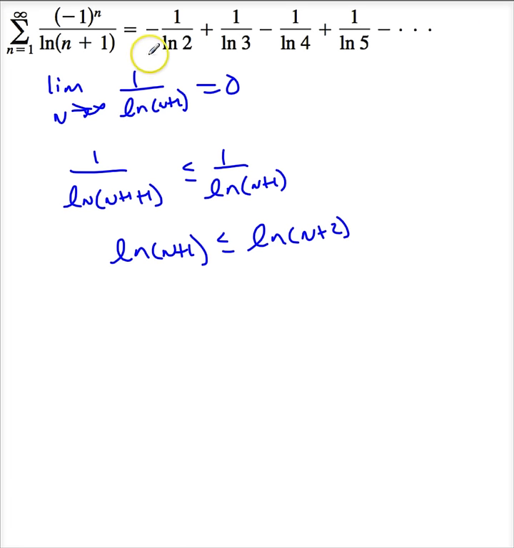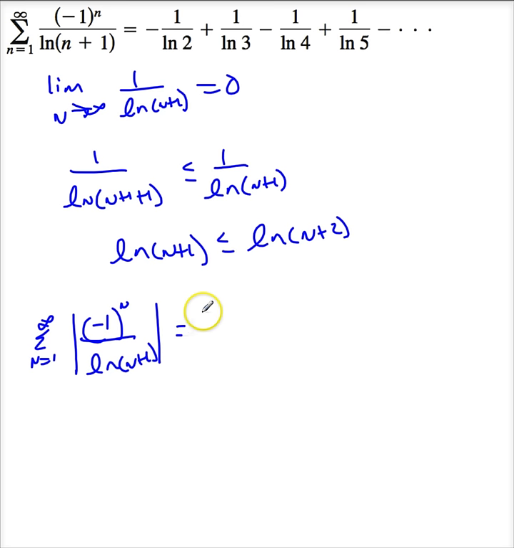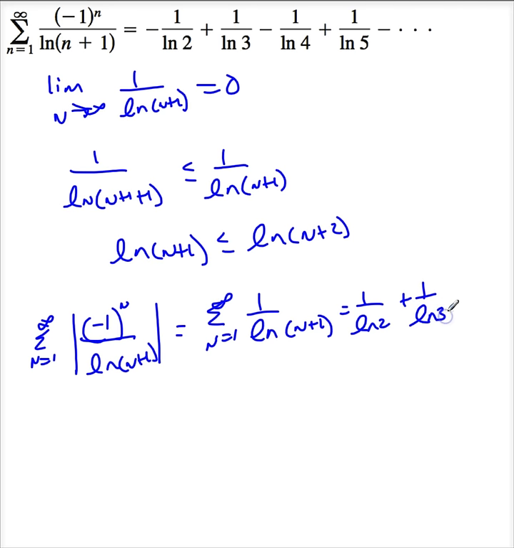I know the series itself converges, but does it converge absolutely? Well, let me look at the sum as n goes from 1 to infinity of the absolute value of negative 1 to the n divided by the log of n plus 1. Okay, so this is a sum as n goes from 1 to infinity of 1 over the natural log of n plus 1. Let's see, let me write out a few terms. 1 over log of 2 plus 1 over log of 3 plus 1 over log of 4, and so on.